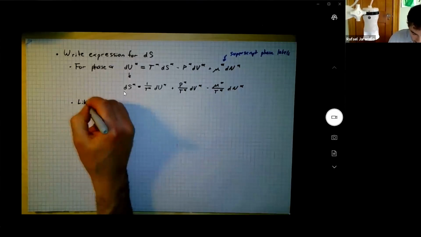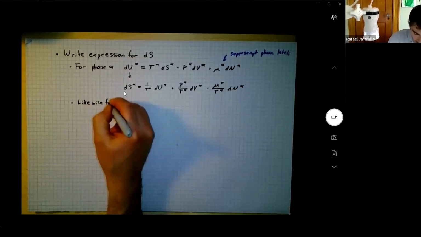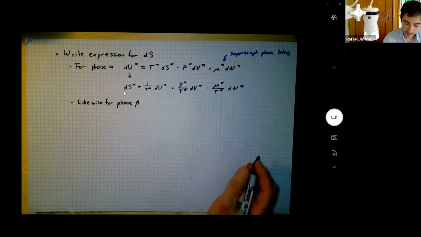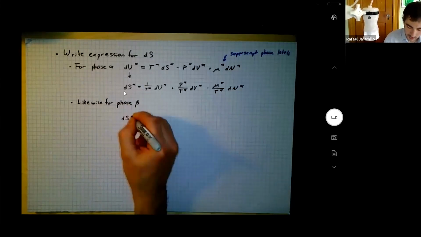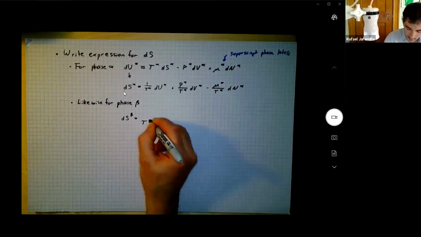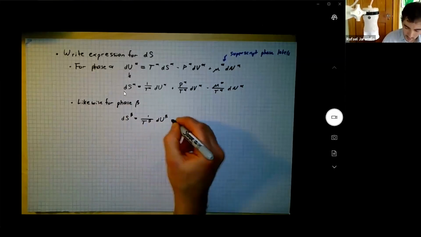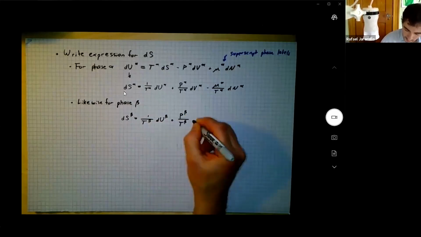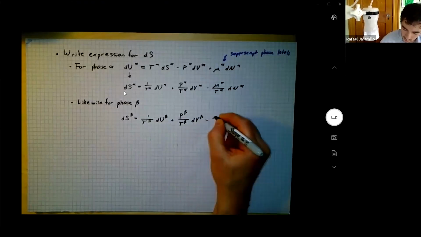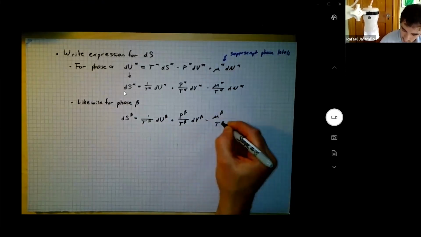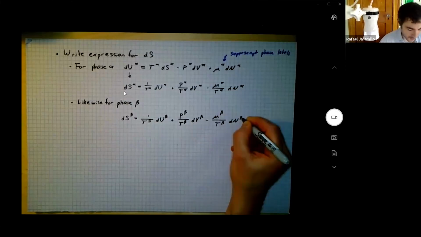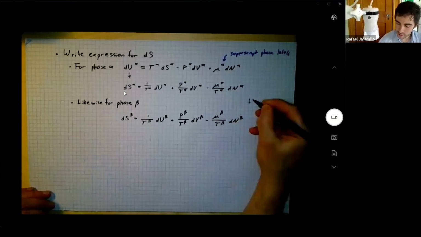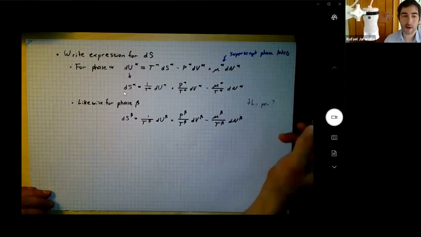Likewise, for the beta phase, we're going to have dS of beta equals 1 over T beta dU beta plus P beta over T beta dV beta minus mu beta over T beta dN beta. I'm going to try using this pen for a while. It's thinner. You guys can tell me which one you like better.